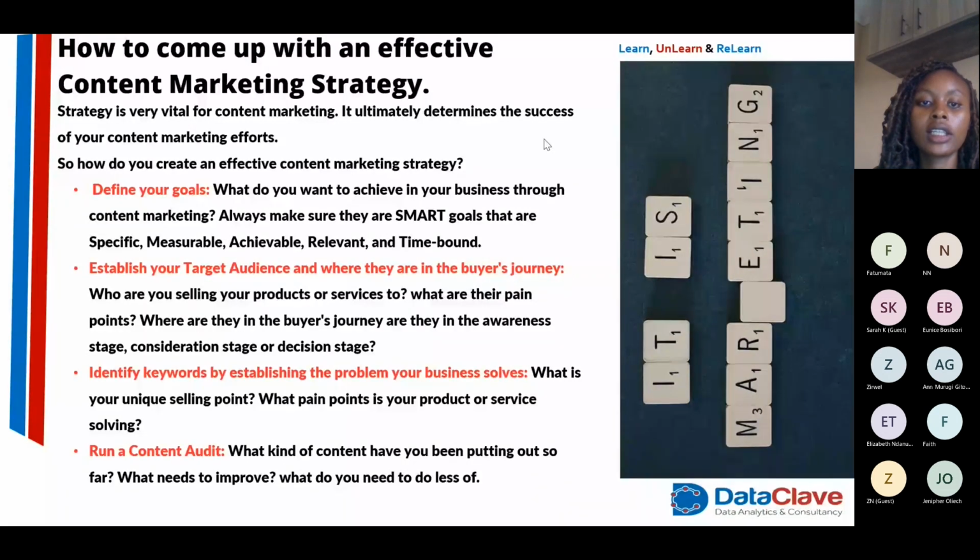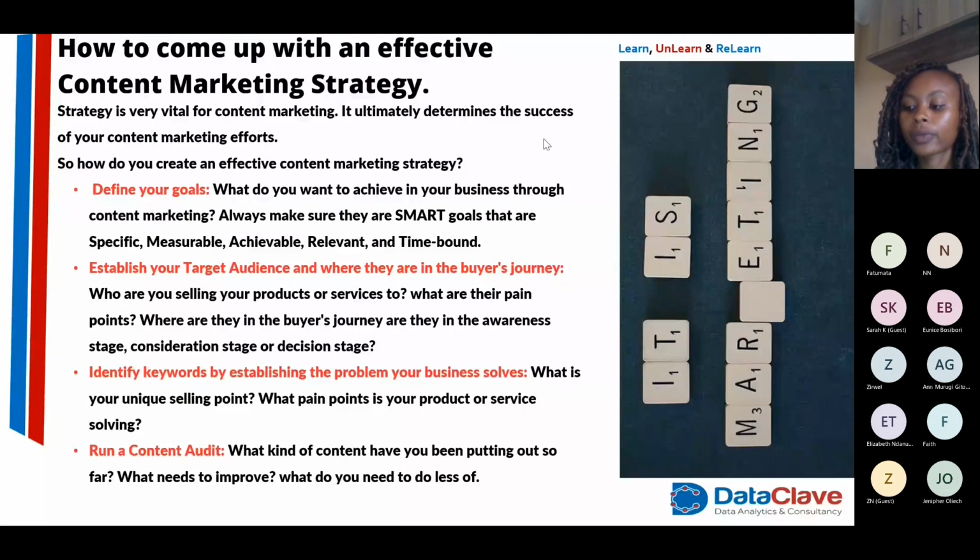Then establish your target audience and where they are in the buyer's journey. So you must understand who your target audience is. You must understand who you're selling to. That's very important in content creation. Who are you selling to? What are their ages? Where are they likely to be found? What are the pain points? Why do they need your product? What pain points are you solving with your product?